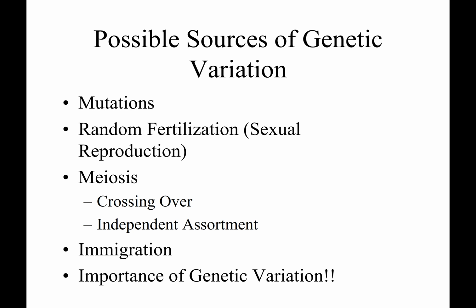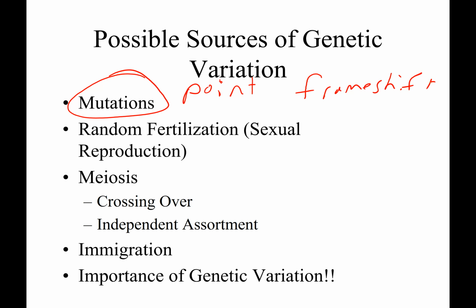Some possible sources of genetic variation, either in an individual or in a population, can be mutations. You may not have gotten there yet, but we'll talk about point mutations, which are when one nucleotide is incorrectly placed in a DNA sequence. We might also talk about frame shift mutations, and those are mutations in which extra nucleotides are either inserted or deleted from the DNA sequence.